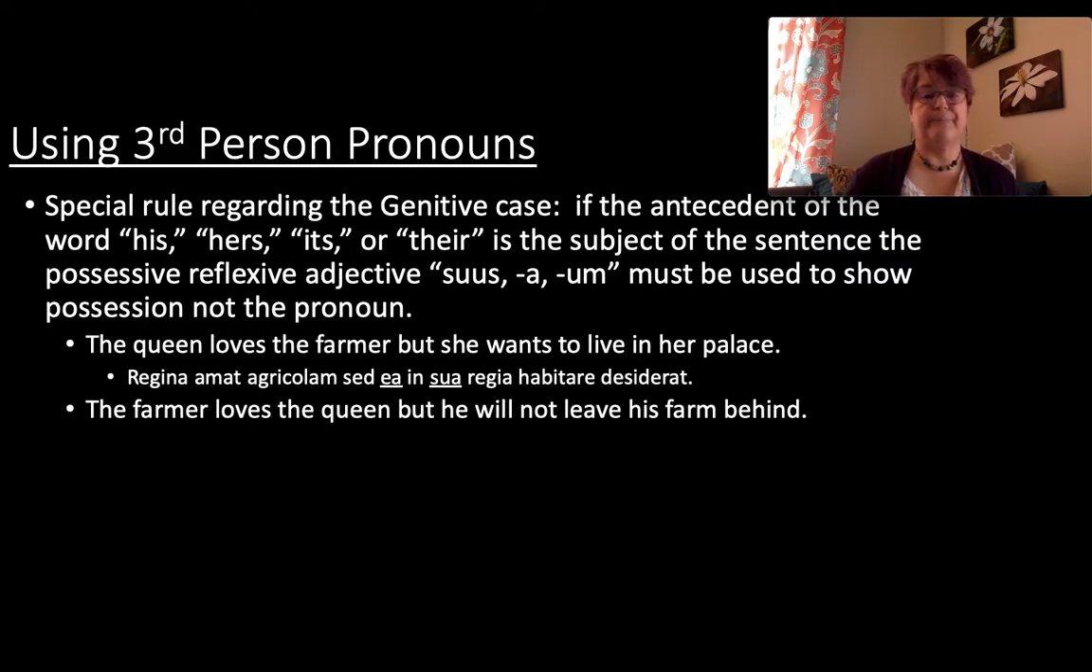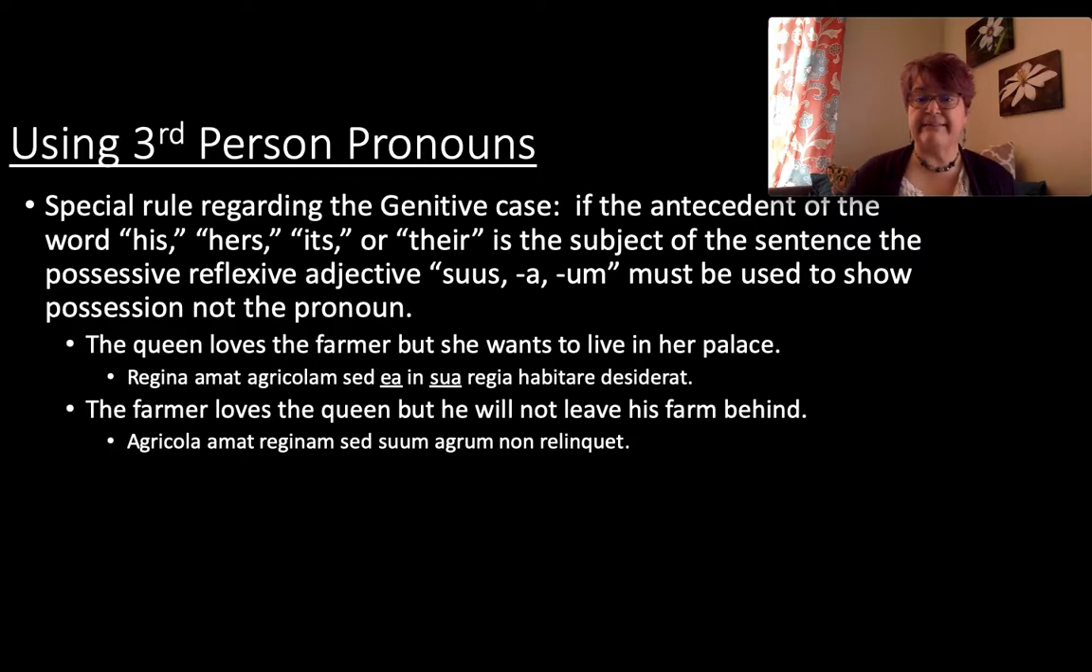Let's look at this one. The farmer loves the queen, but he will not leave his farm behind. They're in quite a state, aren't they, if they're not going to want to live with each other. So here again, his is the possessive, and it is the same as he, which is the same as farmer, and that is the subject of the sentence. So therefore, I will need to use the reflexive adjective suus, sua, suum to describe farm.